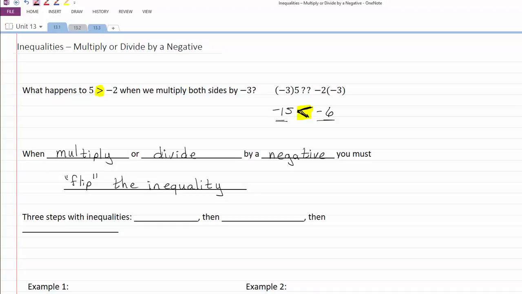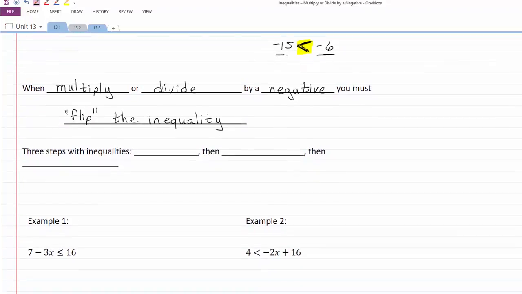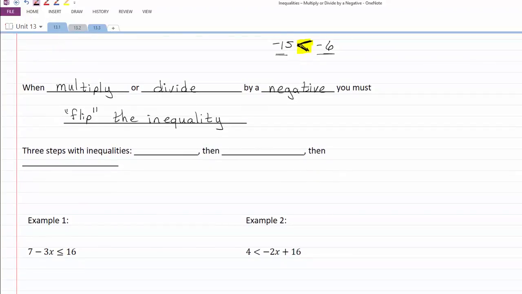So now remember, our 3 steps when solving an inequality are to solve, then graph, then write in interval notation.